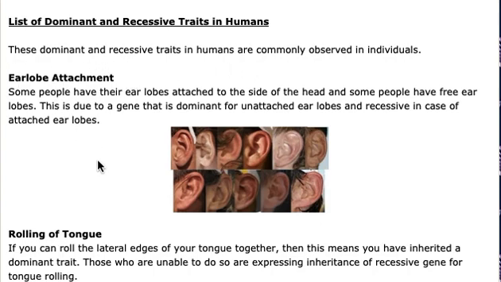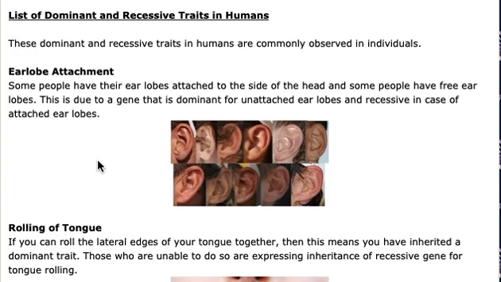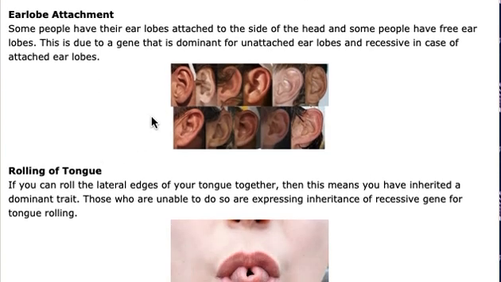Earlobe attachment. Some people have their earlobes attached to the side of the head, and some people have free earlobes. This is due to a gene that is dominant for unattached earlobes and recessive in case of attached earlobes. So here's unattached, and here are attached.